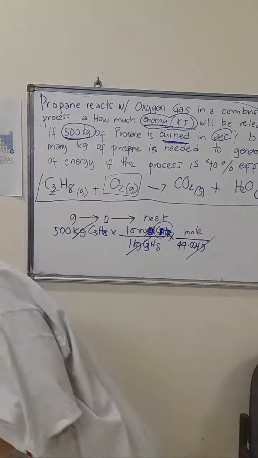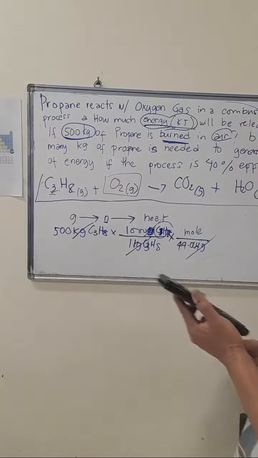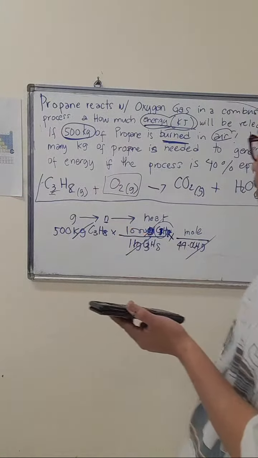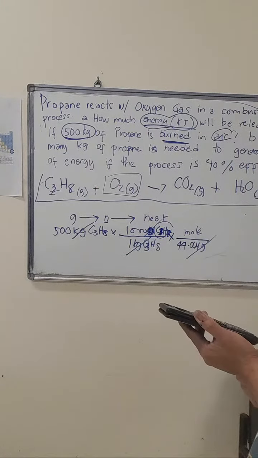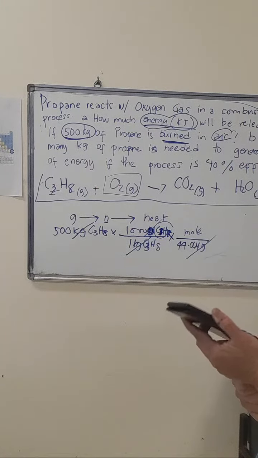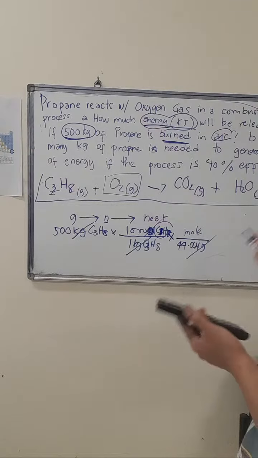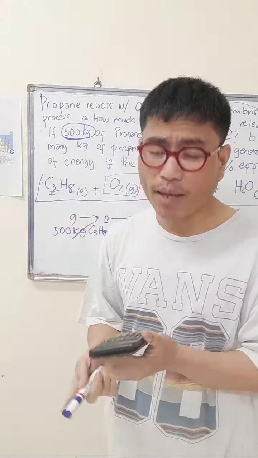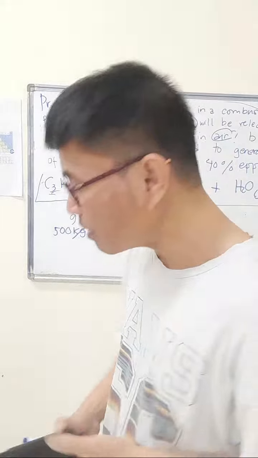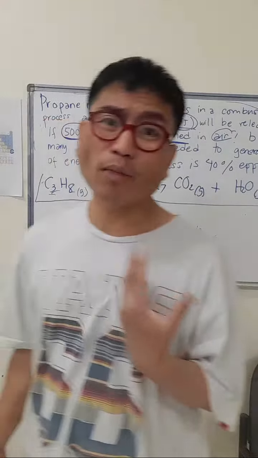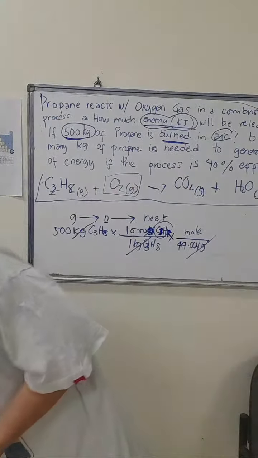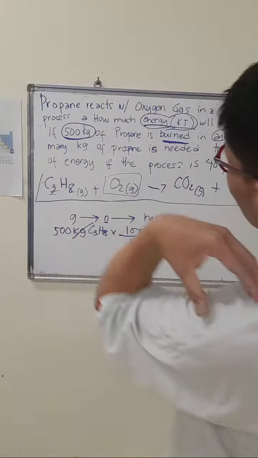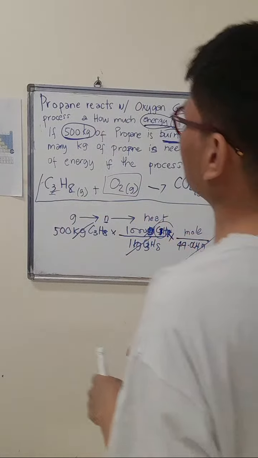Now, step number 3. We're still in the number of moles. Look at the stoichiometric relationship. Is it balanced or not? You will always look at whether it's balanced or not. If it's not balanced, do not proceed with your calculation, or you will be entirely wrong. Proceed to balance the chemical equation.